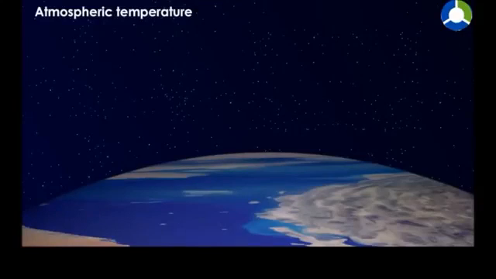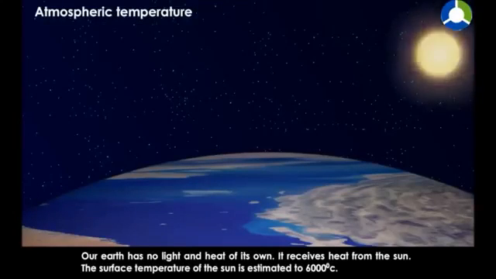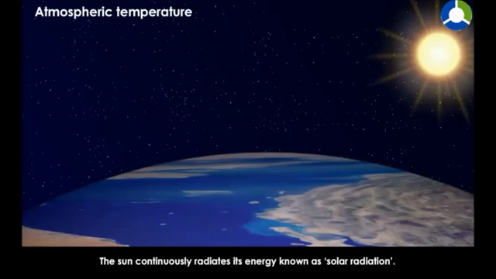Atmospheric temperature. Our Earth has no light and heat of its own. It receives heat from the Sun. The surface temperature of the Sun is estimated to be 6,000 degrees Celsius. The Sun continuously radiates its energy, known as solar radiation.